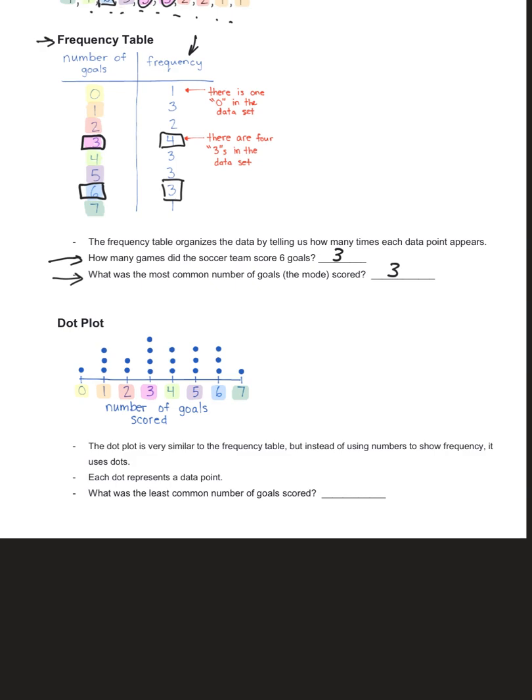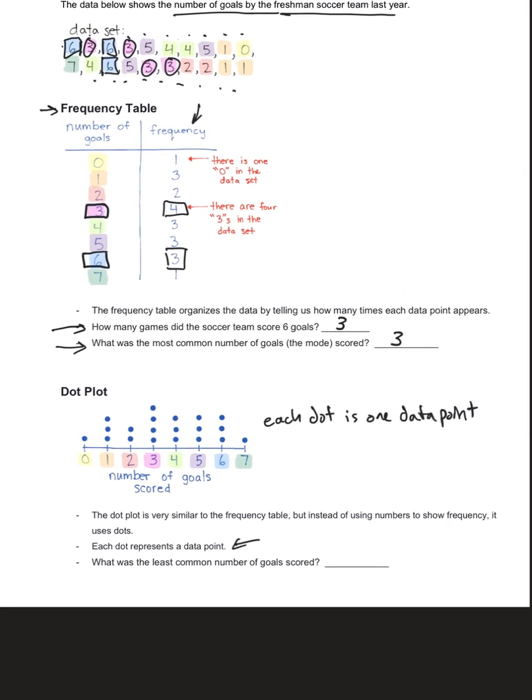All right, let's go look at the dot plot now. The dot plot is very similar to the frequency table. It just shows it visually. So basically, each dot is one data point. It's kind of what it says right here on the second bullet point. And so it's very similar to the frequency table. Let me grab a different color. I'll grab red for this.